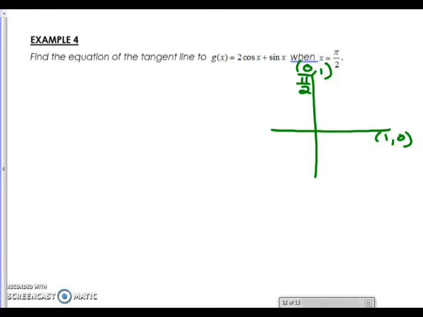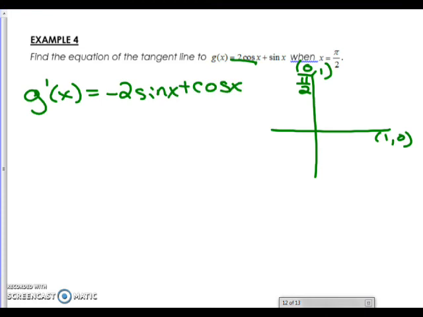Okay. So first I find the derivative. Well, the derivative of cos is negative sine, so it's going to be a negative 2 sine x. And the derivative of sine is cos, so it's positive. So there's my derivative.